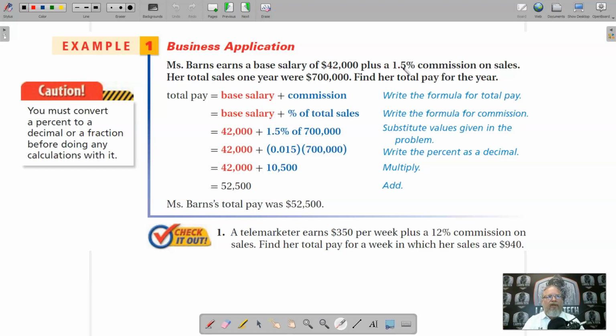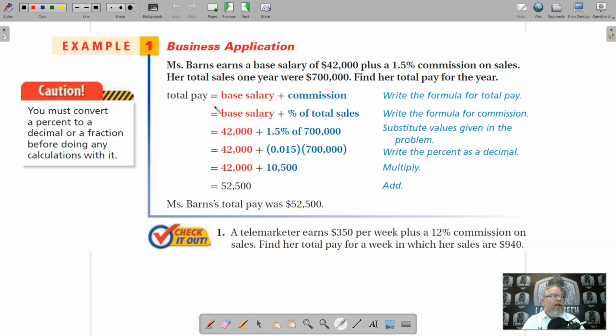Along with that, she earns a 1.5% commission on the sales. Her total sales 1 year were $700,000. Find her total pay for the year. Now, the fact that it's $700,000, it's a good chance that she is not a realtor. Most realtors would probably have more than $700,000 in sales in a given year. That's like 2, maybe 3 houses.